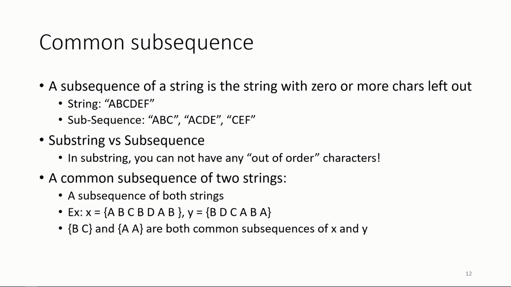For example, if you have a string A, B, C, D, E, F, then one of the subsequences can be A, B, C, and another subsequence can be A, C, D, E. One thing to remember here is that subsequence and substring are two different concepts. In substring, you cannot have any out-of-order characters. Remember this important fact. All substrings are also subsequences, but not all the subsequences are a substring.